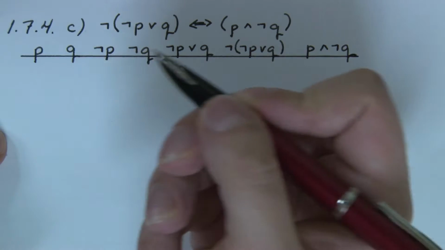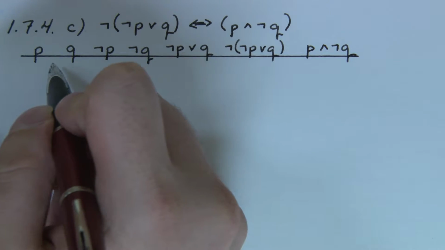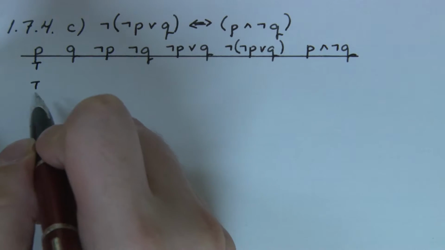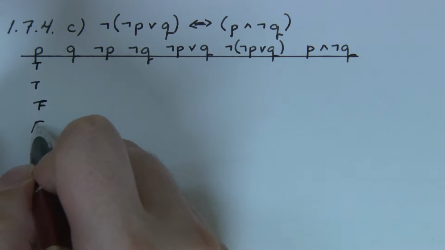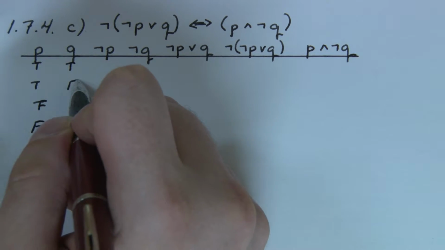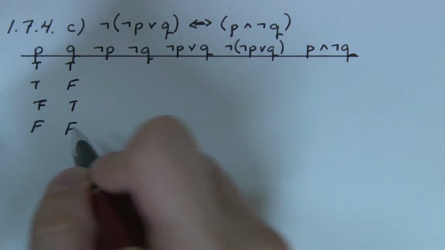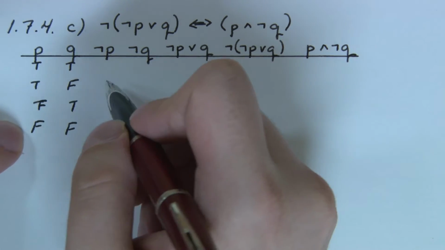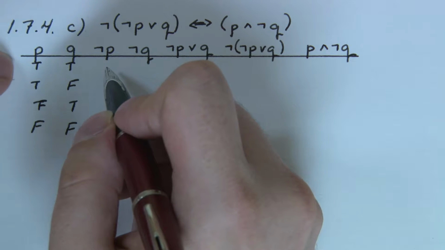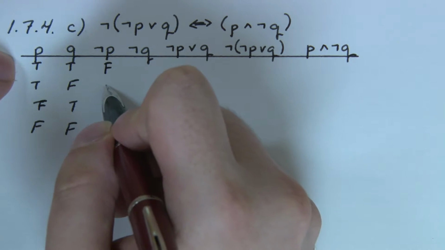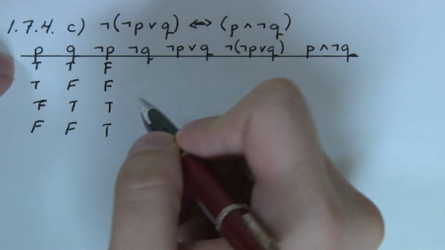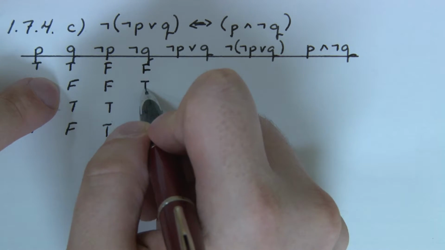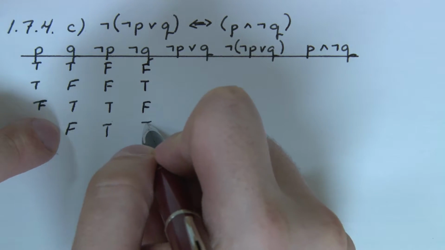Okay, so we start off with the basic. We have two propositions. We're going to have 4 lines in total. So true, true, true, whoops, false, false, true, false, true, false. Okay, now I take the first column, I have a not P, and everything flips from true to false: false, false, true, true. And same thing with the Q, not Q becomes false, true, false, true.